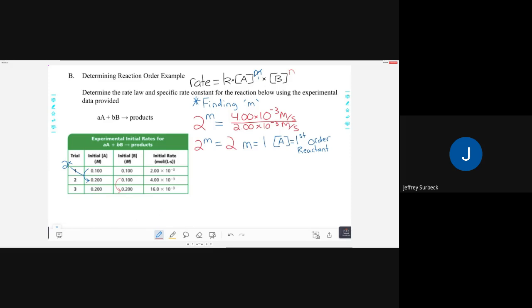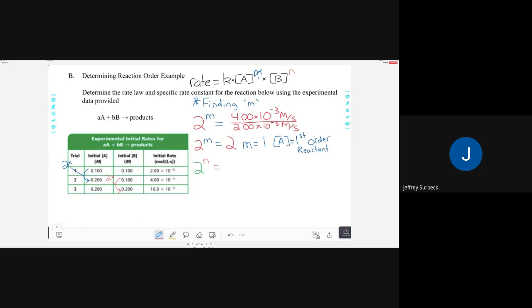B goes from 0.1 to 0.2, and we ask ourselves, okay, going from 0.1 to 0.2, is that doubling, tripling, quadrupling? Doubling, all right? And again, if you did not know how to find that, you could take the big number, 0.2, divided by 0.1. Okay, so now we're going to end up in a very similar scenario. We are going to have our 2 for our doubling to some power n equals our change of rate.